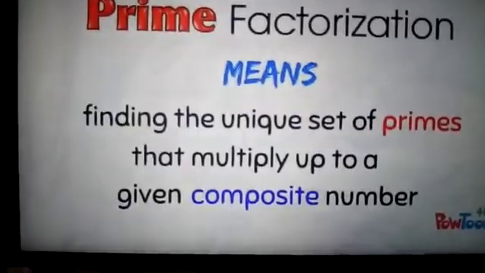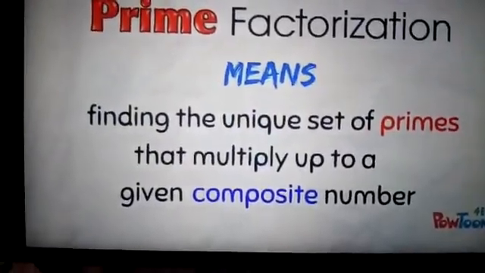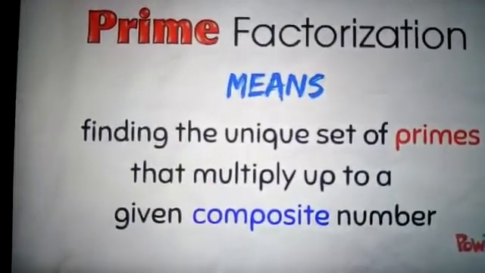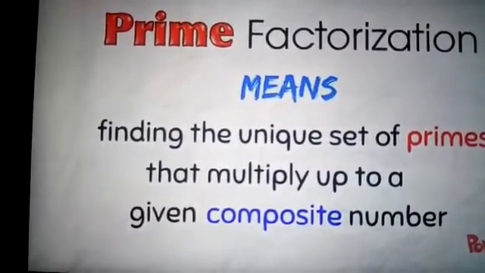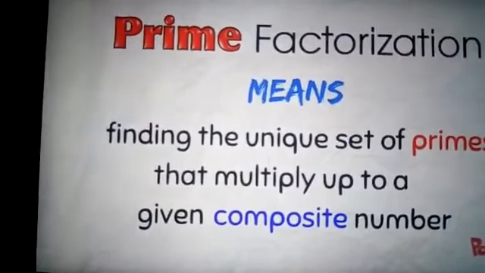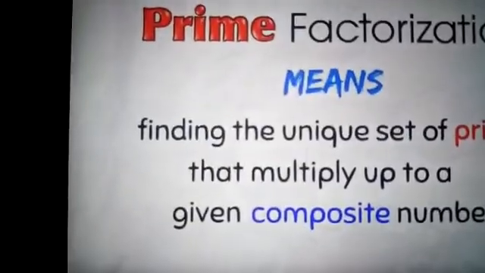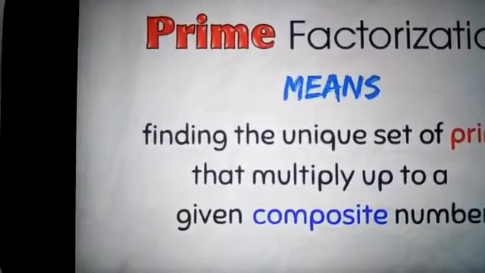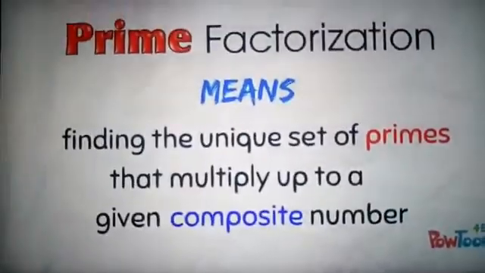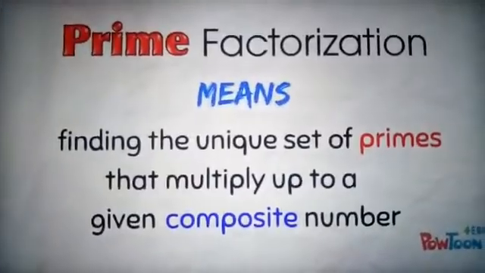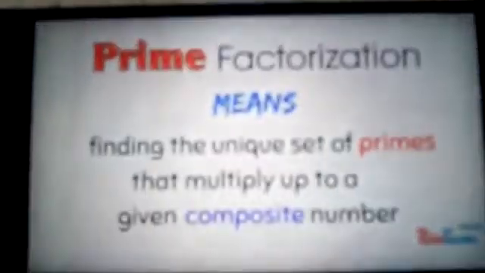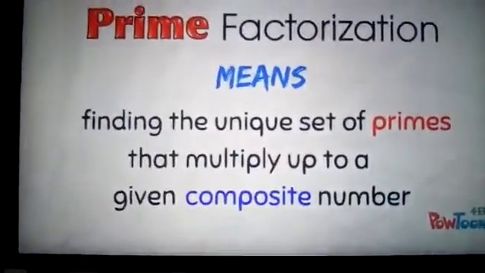Now let's learn about how to factorize a number into its prime factors. Factors are numbers you can multiply together to get the number as the product. Any composite number can be written as the product of prime numbers. Prime factorization means finding the unique set of prime numbers that multiply up to a given composite number.